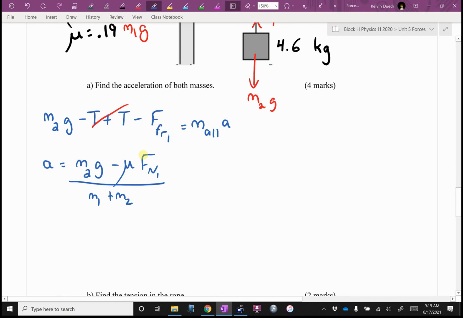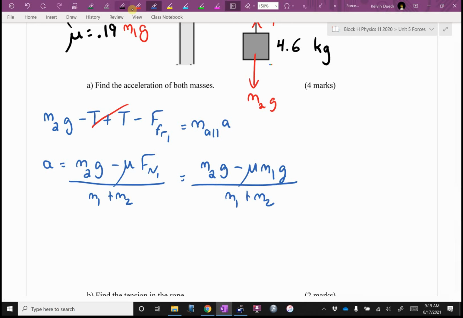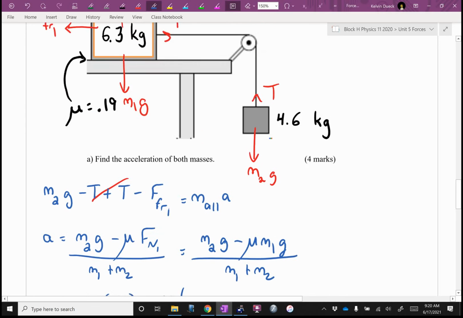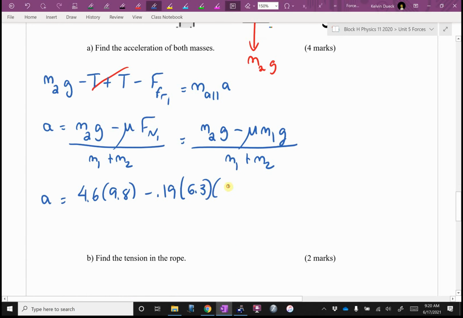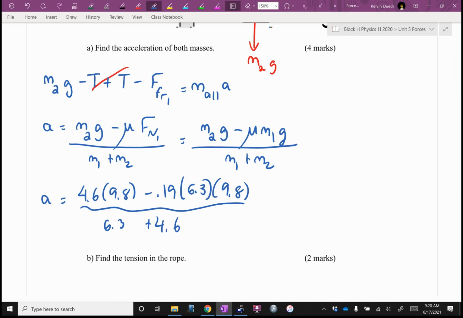Since the normal force is just mg, well, you know what? Let's write it one more time. It's going to be m2g minus mu m1g all over m1 plus m2. And if I plug in my numbers, m2, 4.6 times 9.8 minus 0.19 times, what was it, 6.3 times 9.8 all over 6.3 plus 4.6. Could I go 4.6 plus 6.3 on the bottom and still get the same answer? Yeah, when you're adding, order doesn't matter. When you're subtracting, it does. So always be careful when you're subtracting.